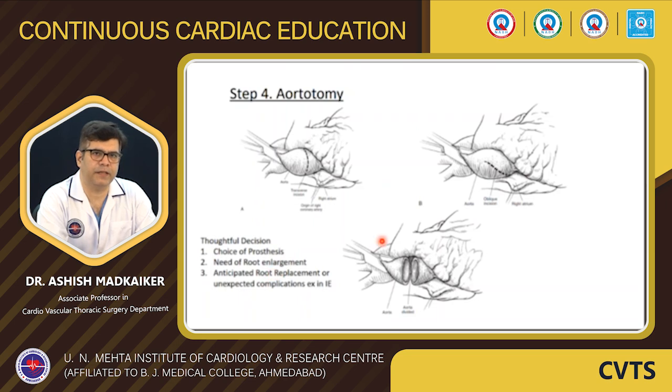Similarly, if you are thinking that we might end up with root enlargement procedures, then oblique aortotomies might be a good option. And similarly, if we are dealing with cases like infective endocarditis, where we anticipate that there might be major problems and we might end up with root replacement, then transection of the aorta might be a good choice. So again, it's a thoughtful decision, and this decision is most of the time made before we start the procedure.